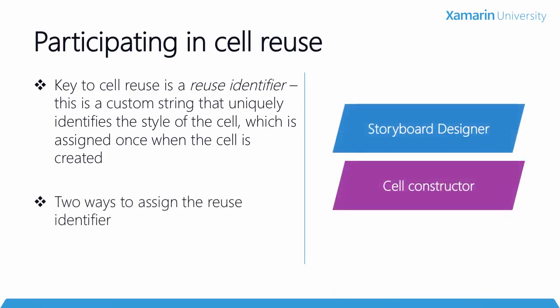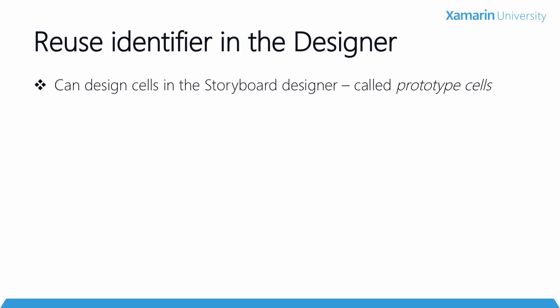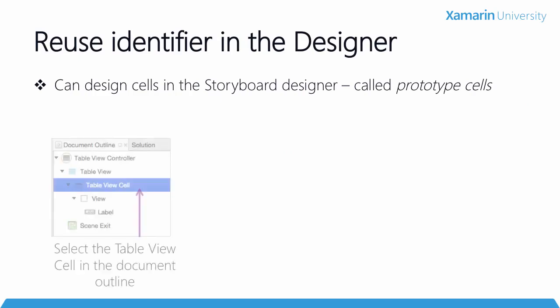This unique cell string is referred to as the cell reuse identifier, and it can be assigned either through the storyboard designer or through the UITableViewCell constructor. The storyboard designer in Xamarin iOS or in Visual Studio actually lets you change most of the properties we've been doing in code up to this point.